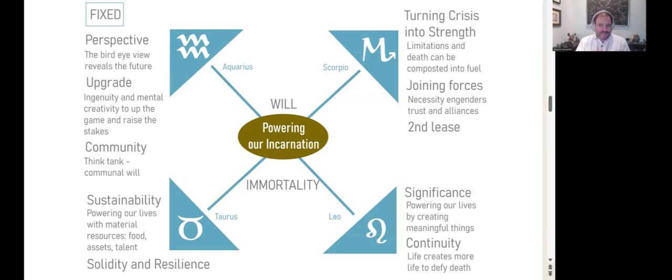So what is really the essence of fixed signs is the powering of our lives. How do we power our existence? So resources, Taurus, Scorpio. Do we have the fuel powering our incarnation? Where do we get our fuel? What is powering us? Whether it's electricity, oil and gas, or wind, we need power in order to be able to function, deliver, produce. And so these are the signs that power our lives, the resources, the creativity.